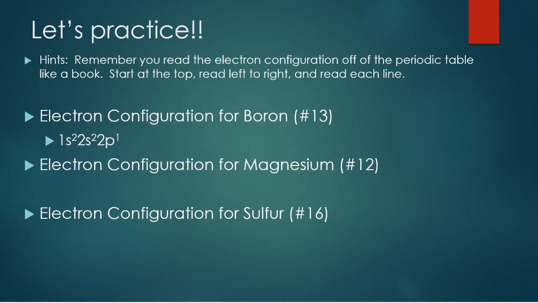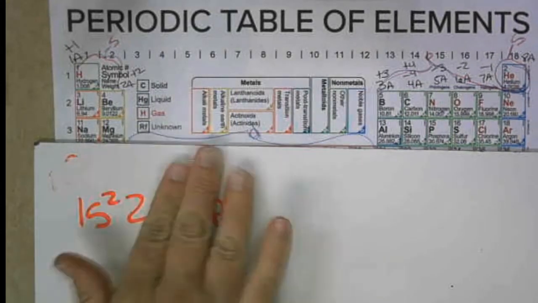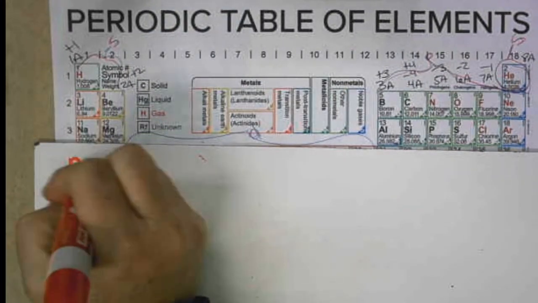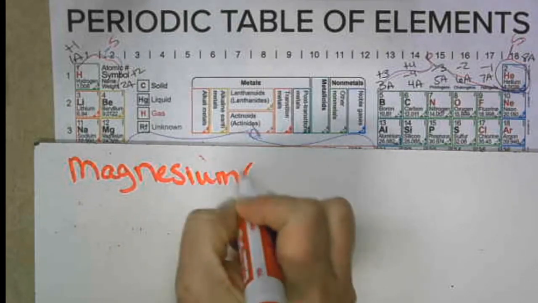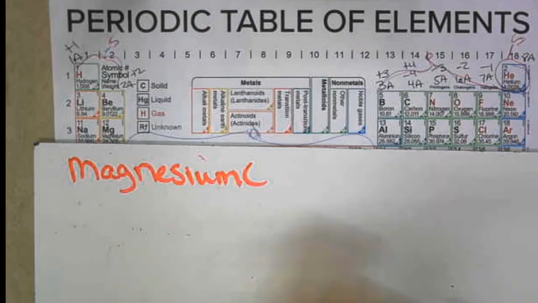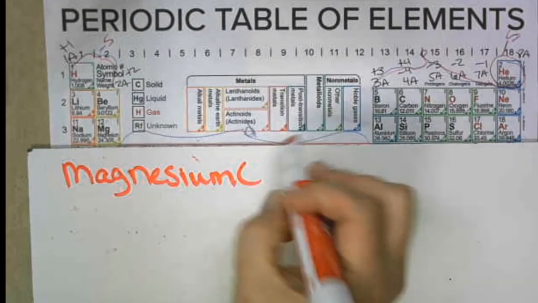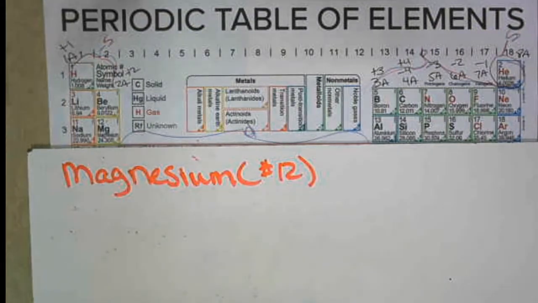Magnesium. Let's go to magnesium. The first thing I'm going to do is write what I'm looking for. So magnesium. I have to locate it first. Magnesium is actually number 12 here. Oh, I forgot to have you check to make sure you had the right number of electrons. I'll remember to do it this time.